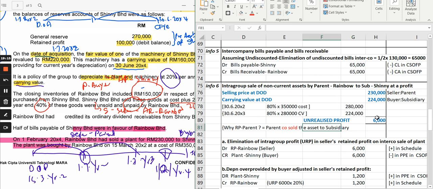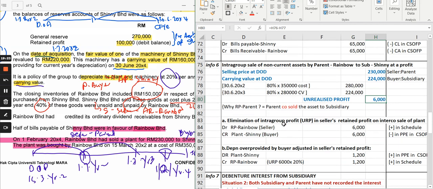The unrealized profit is 6,000. So why do we adjust in the retained profit of the parent? Because the parent company is the one that sold the asset to the subsidiary. So you will debit retained profit Rainbow, the seller, 6,000. The difference between selling price and the carrying value, or you sometimes call it disposal proceeds or disposal value. And that will be affecting the schedule under the retained profit column of the parent. That will be done later. And credit plant Shini, here is the buyer.